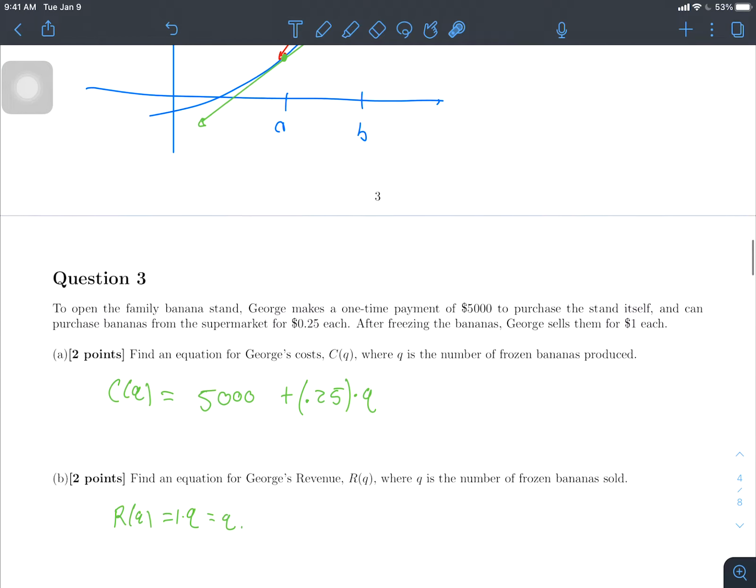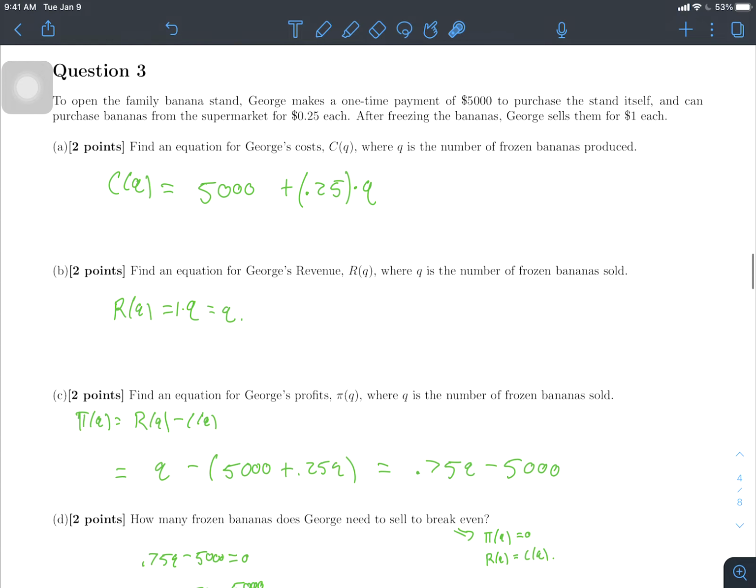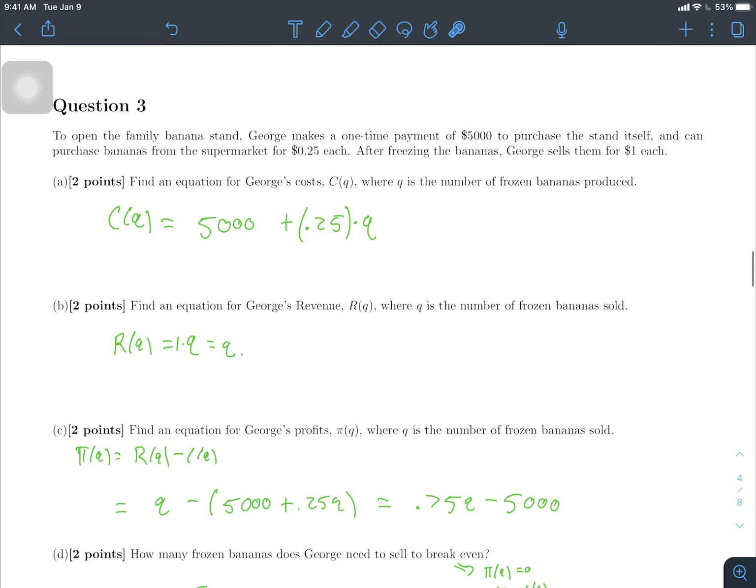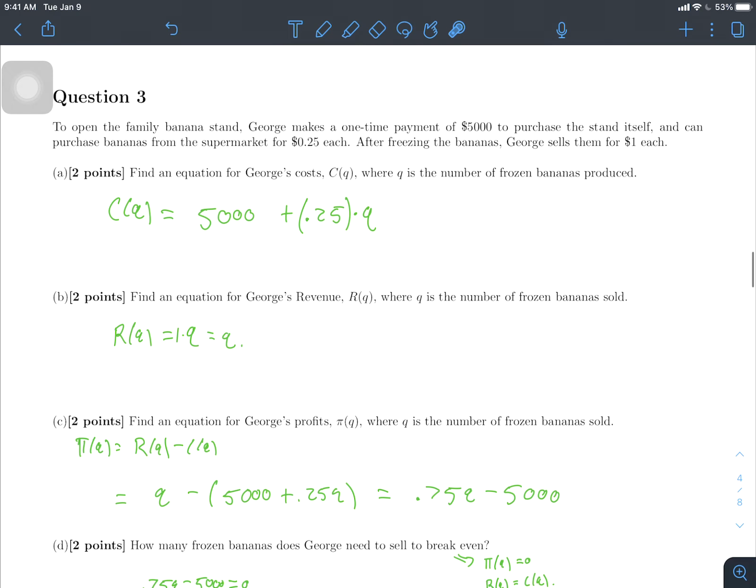All right. So question 3 is a super standard, frankly, fairly straightforward profit, revenue, cost function problem.